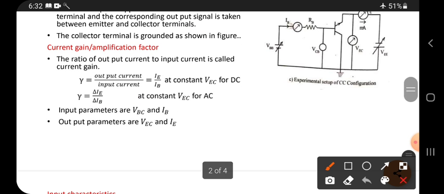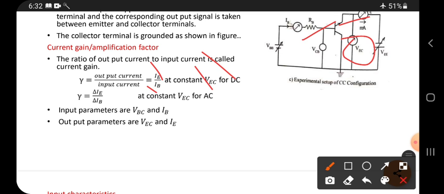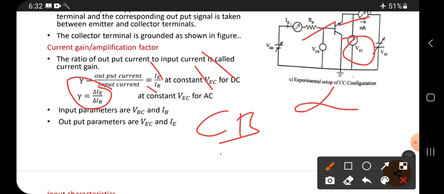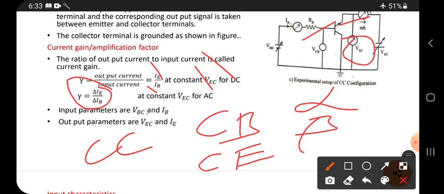Next, current gain or amplification factor. The ratio of output current to input current is called current gain. Here the output current is the emitter current, and the input current is the base current. So that is why it is IE by IB, for DC at constant VEC, and the same ratio for AC. In common base configuration, the current amplification factor is shown by alpha. In common emitter configuration, it is shown by beta. In common collector configuration, the current amplification is shown by gamma.